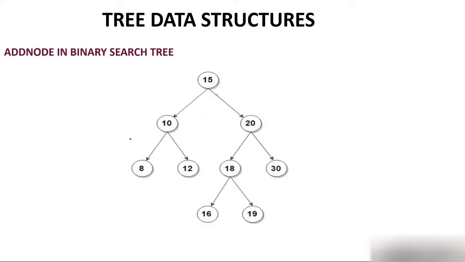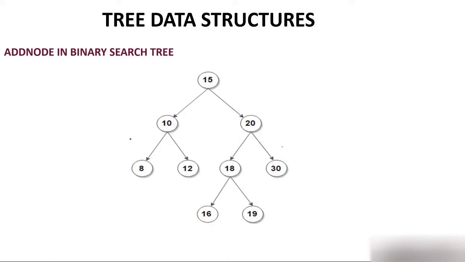Suppose you need to add 35. First you will compare 35 with 15, it is greater, so you will move to the right position. You come here, compare 20 with 35, it's greater, you move to the right position. Then you compare 30 with 35, it's greater, then this 35 will be the right child of 30. This is how you add an element to binary search tree.